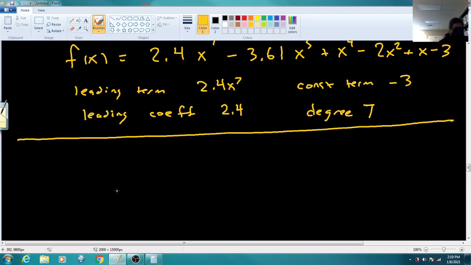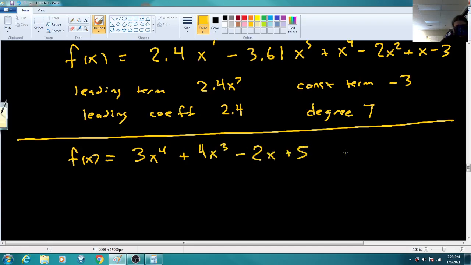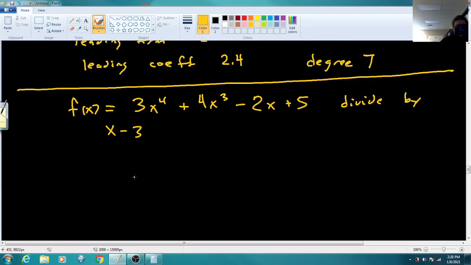So what we're going to look at is, let's say we had a polynomial, f of x equals 3x to the 4th plus 4x cubed minus 2x plus 5. And we want to divide that by x minus 3. So first of all, let's do it using synthetic division.